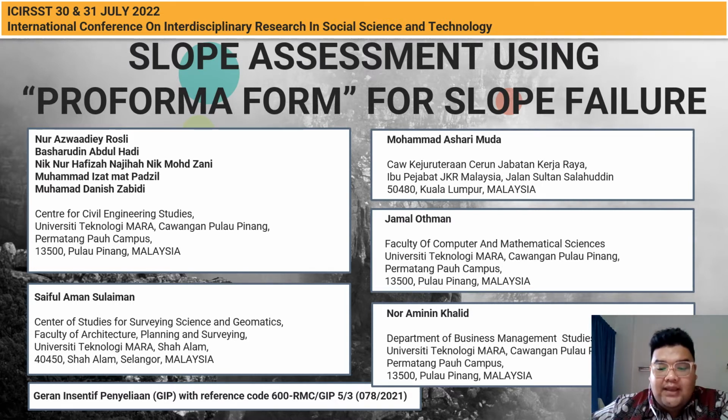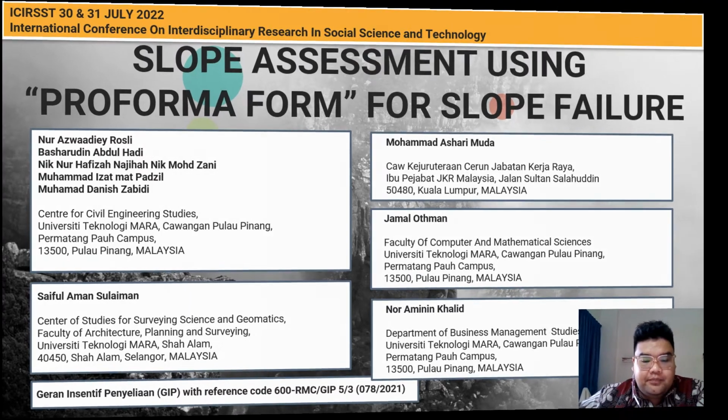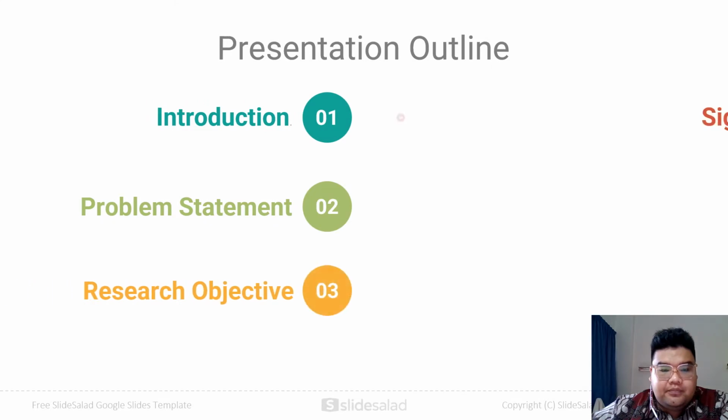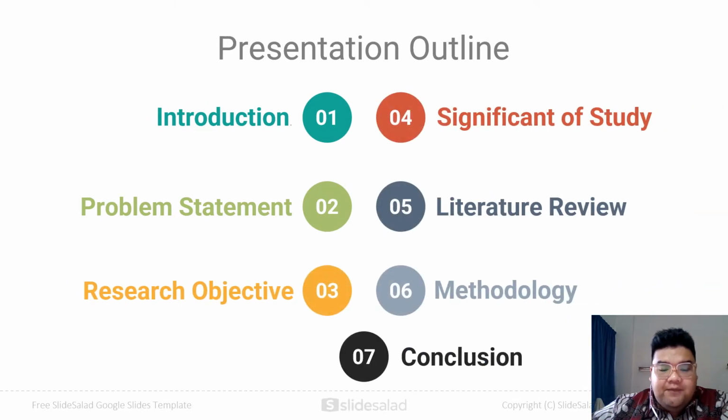In Fix today, I would like to present my research paper entitled Slope Assessment Using Proforma Form for Slope Failure. Before we go into detail, I would like to discuss 7 main aspects regarding this research. The first one, introduction, the second one, problem statement, and the third one, research objective. And I would like to continue with significance of study, literature review, methodology, and last but not least, conclusion.